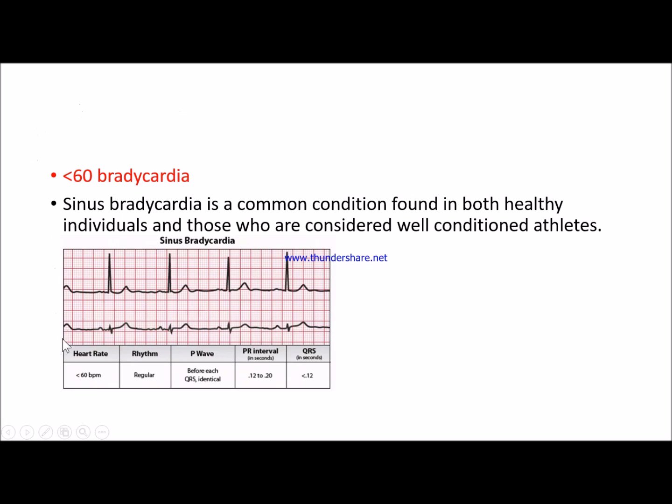If the heart rate is less than 60 beats per minute, we can see the RR interval get prolonged, but the rhythm will be regular. The P wave always precedes the QRS complex. Before each QRS, the P wave is identical. The PR interval is normal, and the QRS duration is also normal.